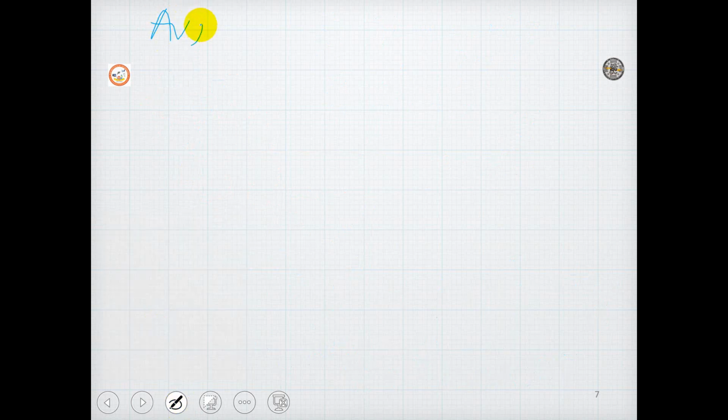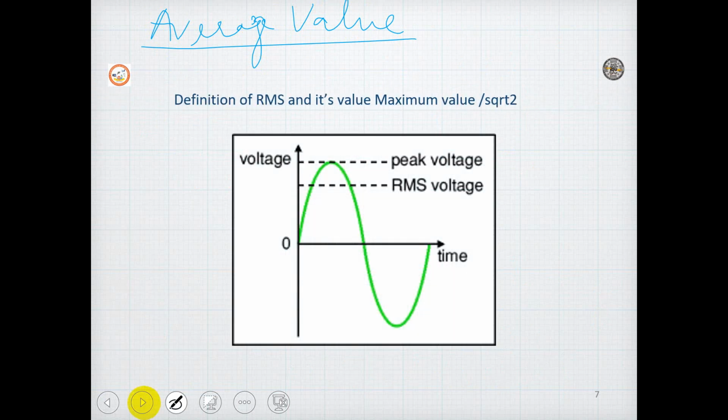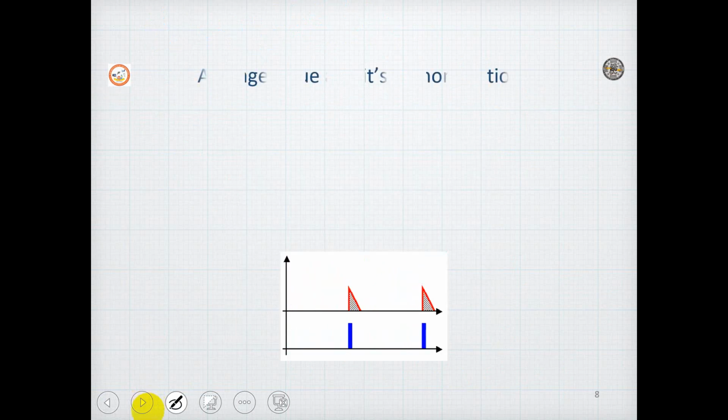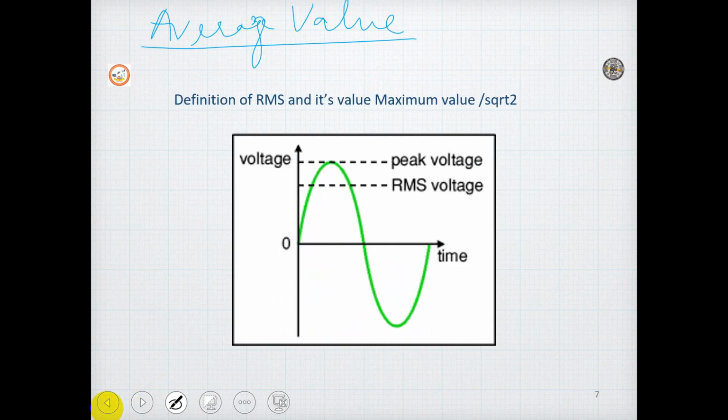So, an average value. I have a slide here you can look at. Average value and its demonstration. Average value is just taking the average of the positive or negative cycle of a sinusoidal quantity. Let us derive that in a better way.